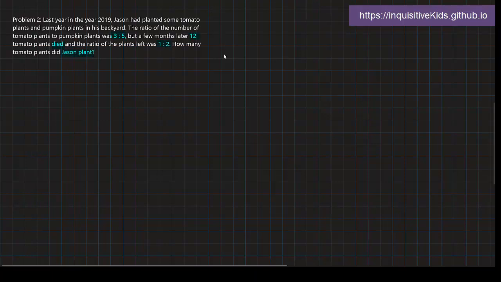Okay, so just as before, let's first list down the before and after ratio. The before ratio would be 3 to 5, and the after ratio would be 1 to 2.